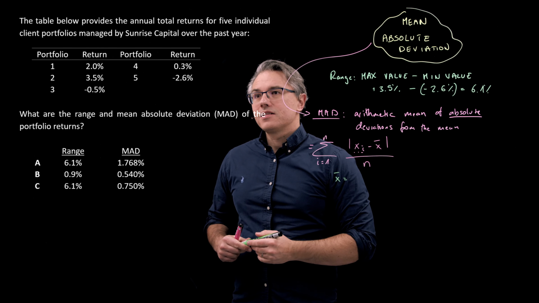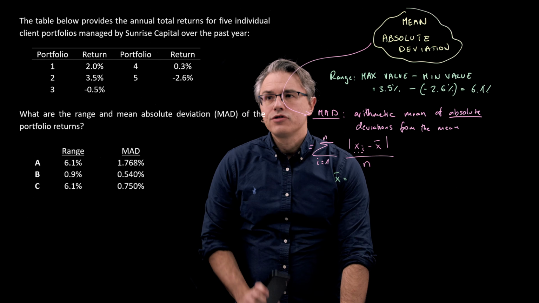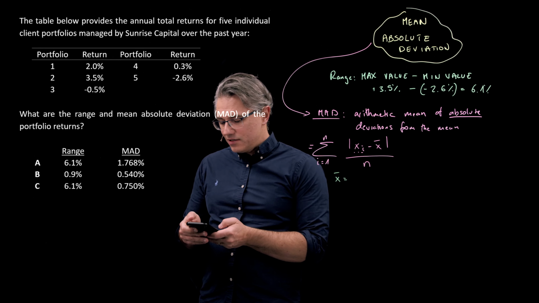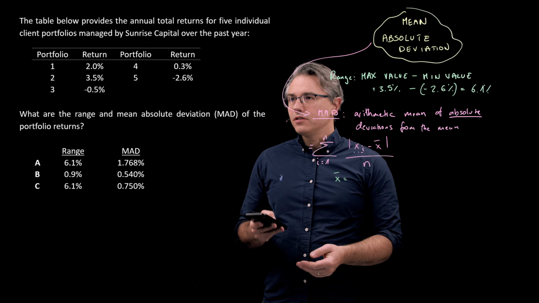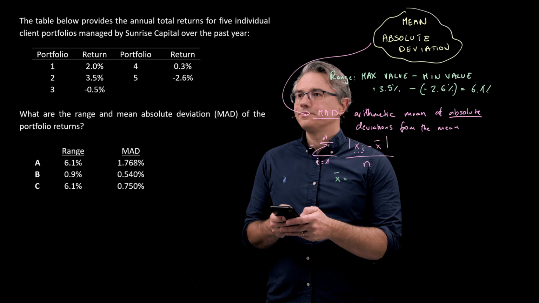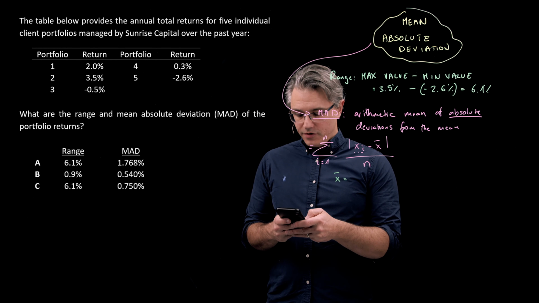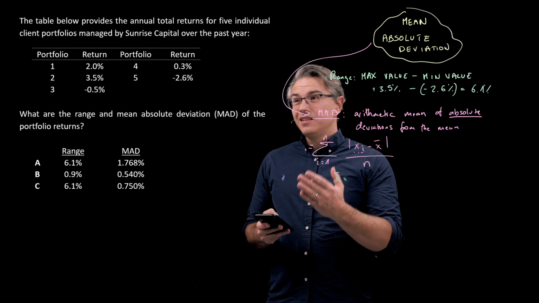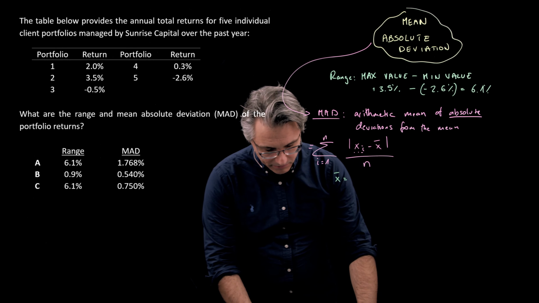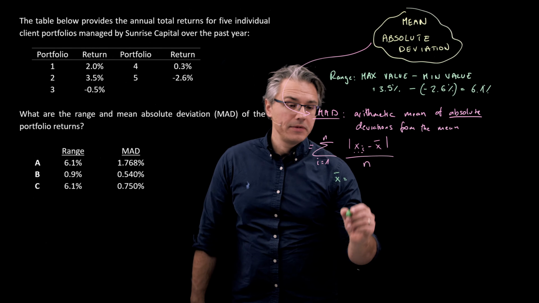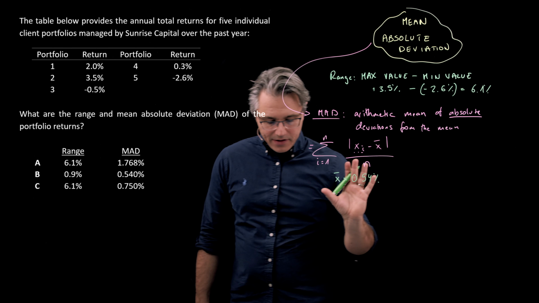Well, let's take all of these values and quickly see what that gives. I'm not going to show you this on my calculator. It's a relatively easy computation to do, computing the mean. Just take all the values, 2 plus 3.5 minus 0.5 plus 0.3 minus 2.6, divide by their number, so 5, and the mean, at least what my calculator is telling me, is 0.54%.